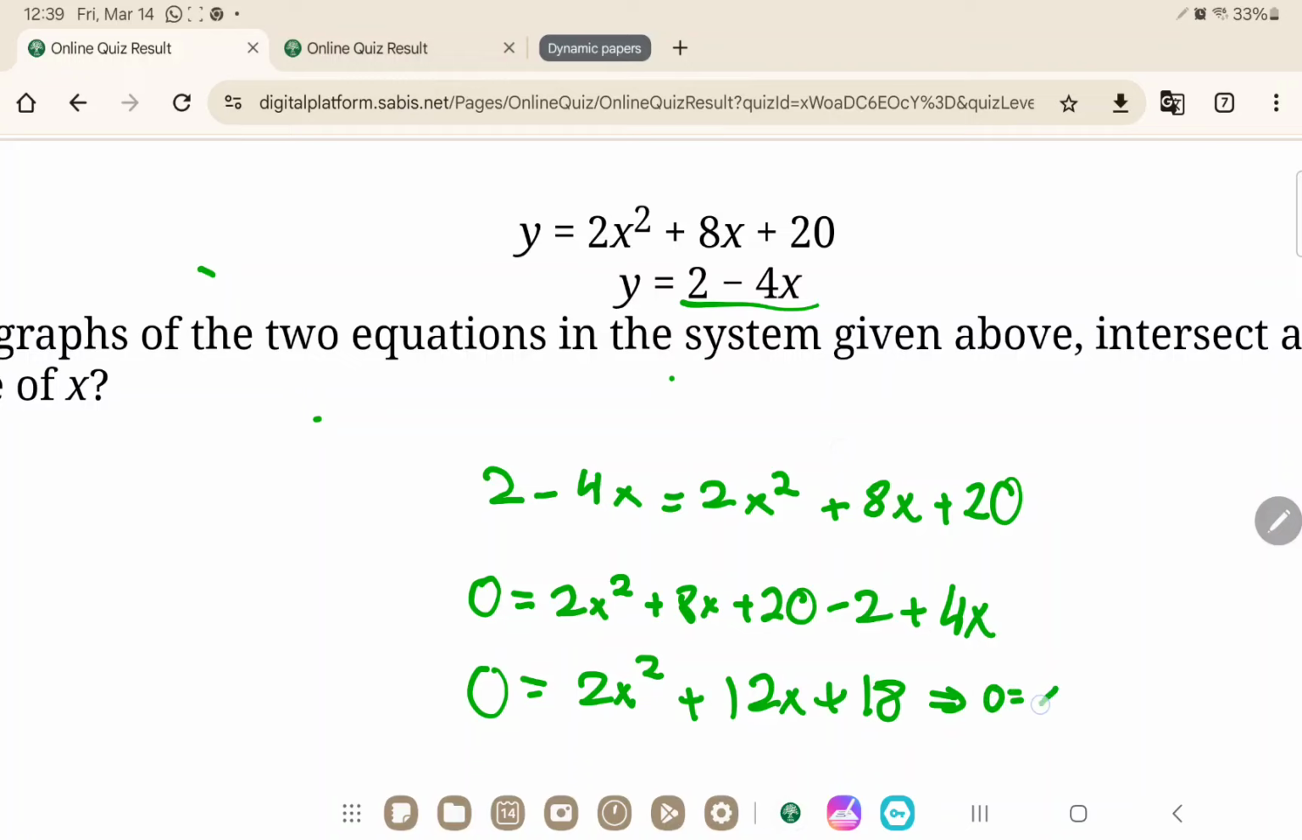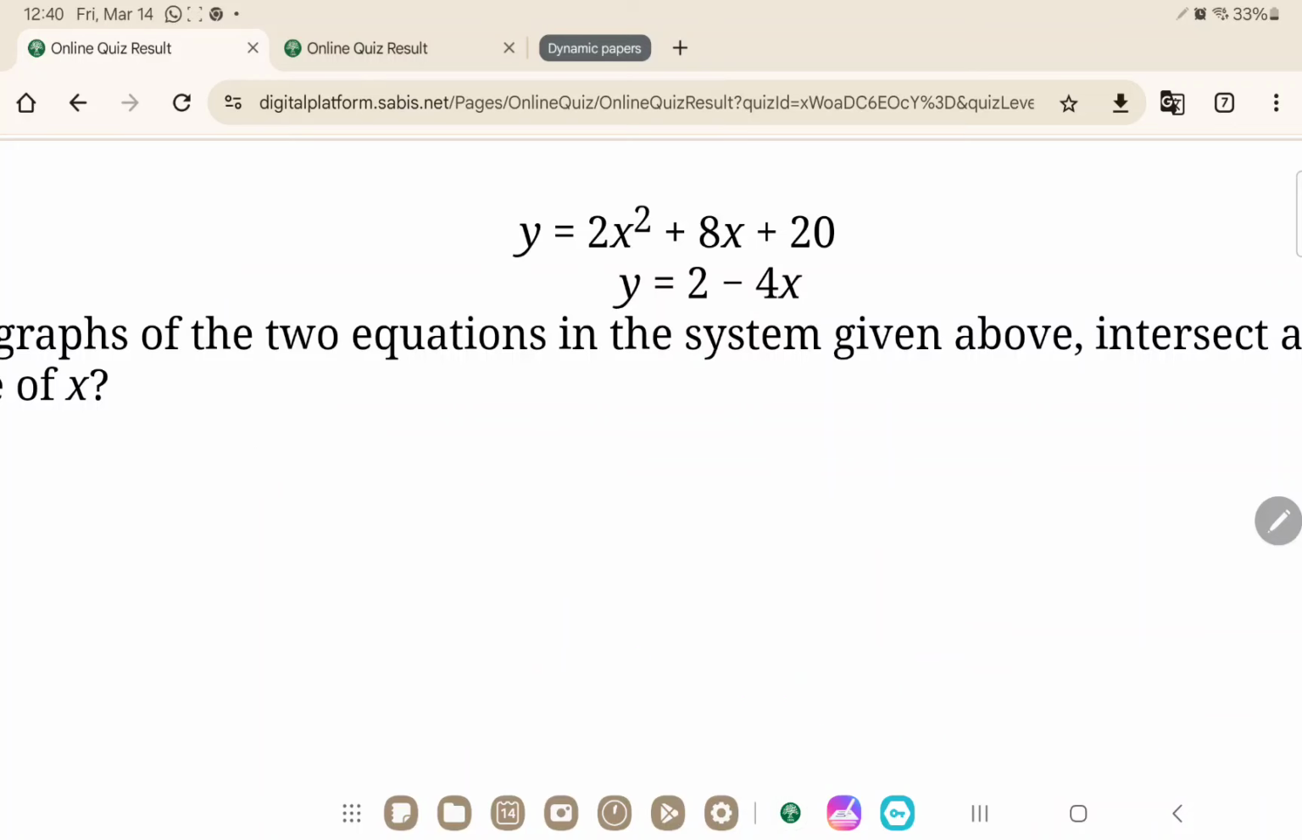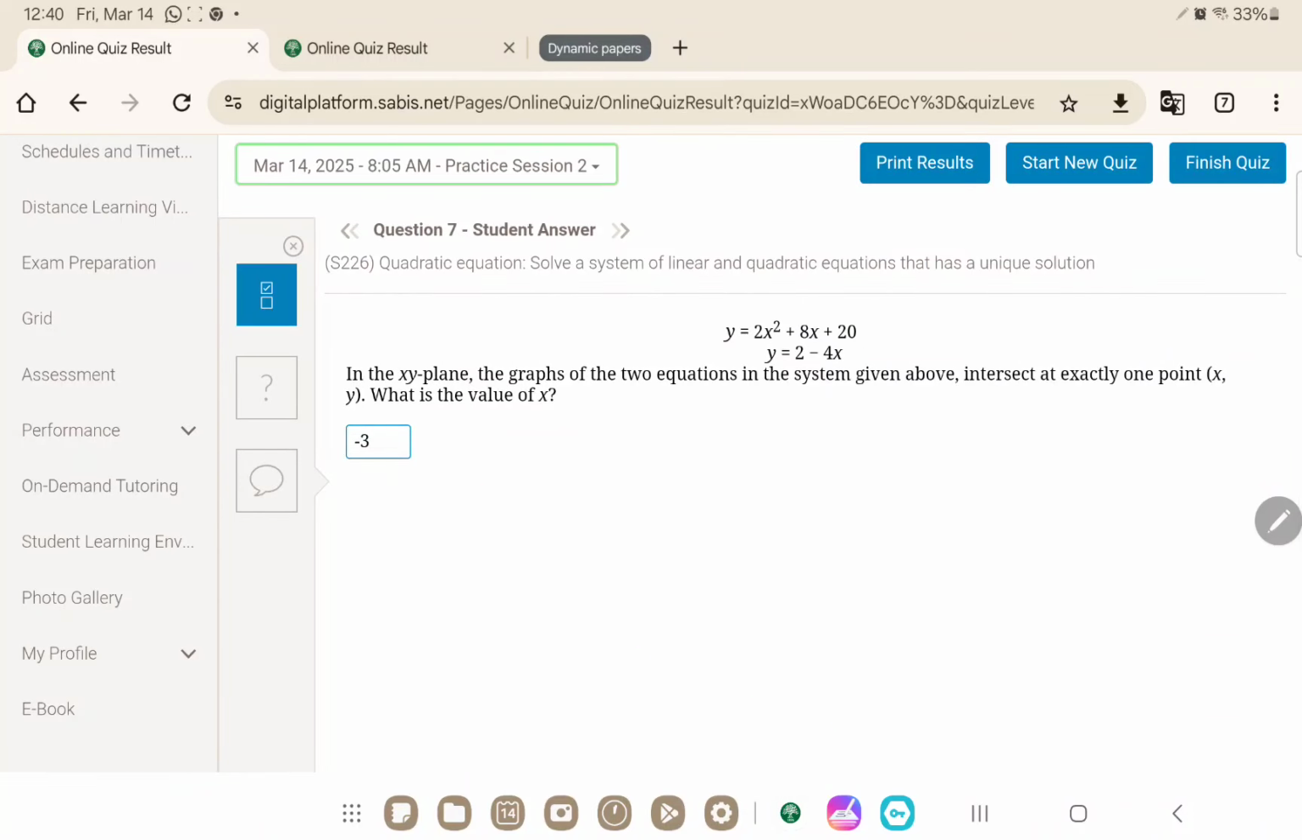0 equals x squared plus 6x plus 9, which we can factor as x plus 3 times x plus 3 equals 0. So to make the equation 0, x has to equal negative 3. And that's your only solution. So x equals negative 3, and that's your answer. Negative 3. Moving on.